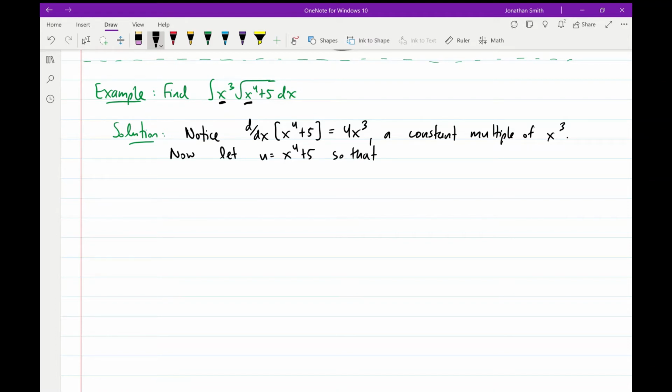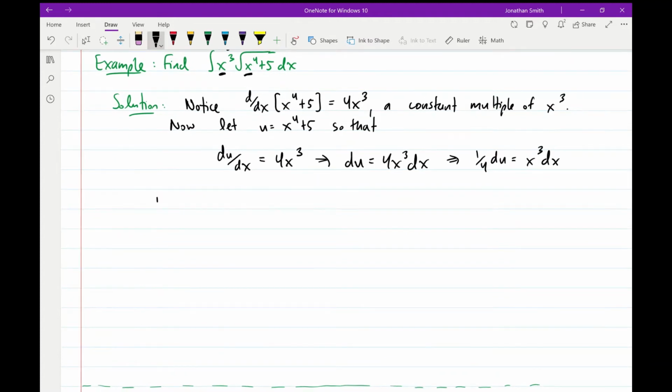So if we do that, when we find the derivative of u with respect to x, we're going to get 4x cubed. And now we can solve for du, and this will give us 4x cubed dx. But I don't want to substitute du in for 4x cubed dx because I don't have a 4x cubed sitting inside of the integral. I only have 1x cubed. So I'm going to divide both sides of this equation by 4 and get 1/4 du is equal to x cubed dx.